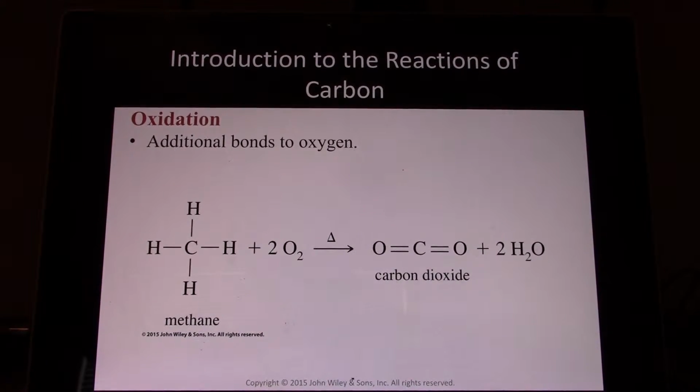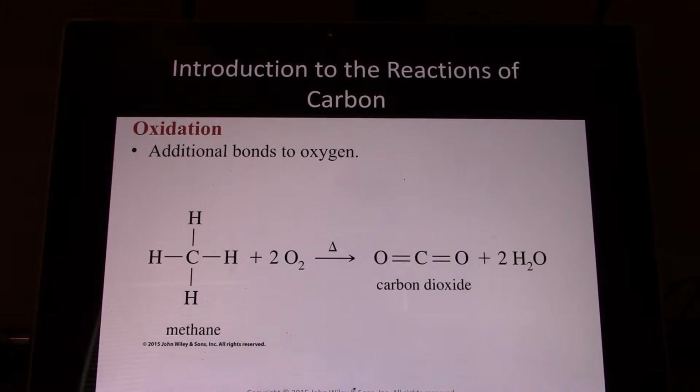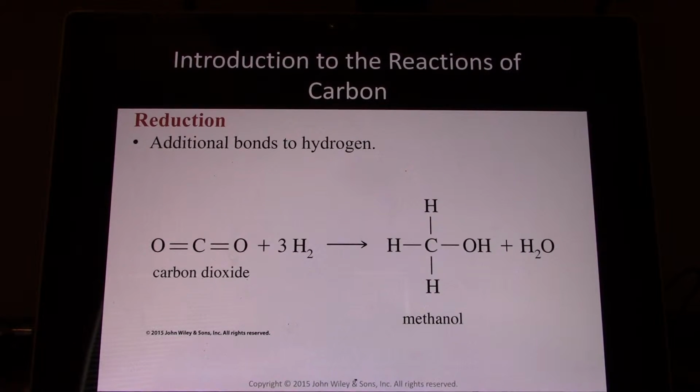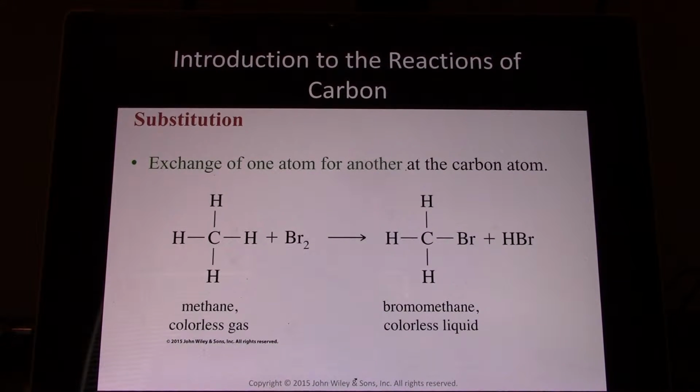So in oxidation, when we're burning methane, we're burning natural gas to keep our houses warm. It's oxidizing and forming carbon dioxide and releasing energy. Reduction, we can reduce carbon dioxide down to methanol. And so you're gaining carbon-hydrogen bonds when you reduce. Substitution, this bromine substitutes and kicks out a hydrogen to get bromomethane.